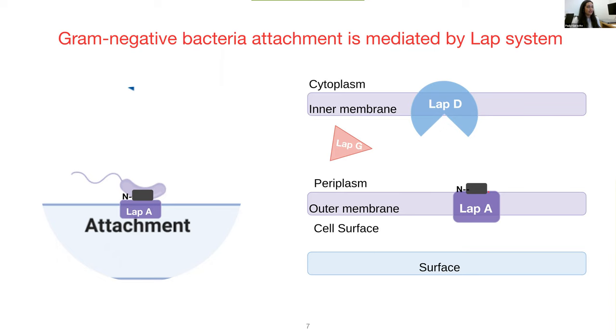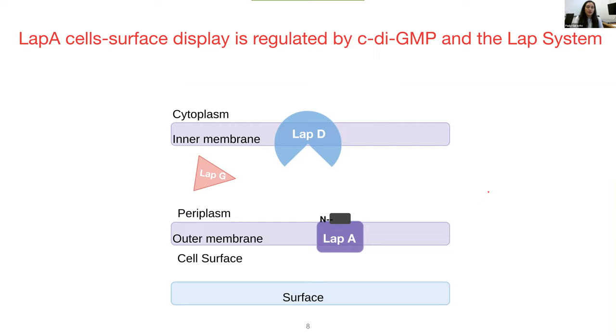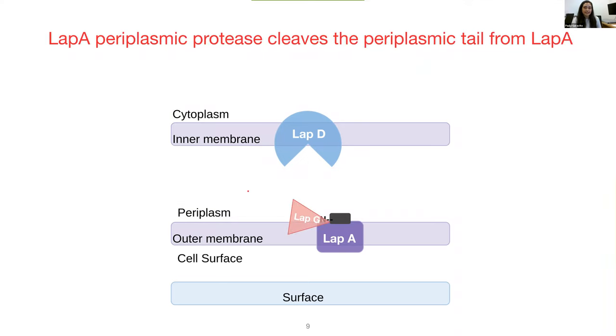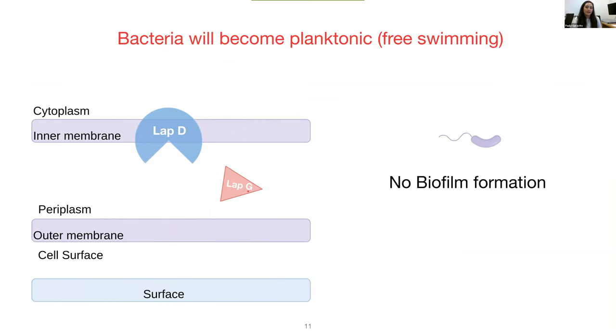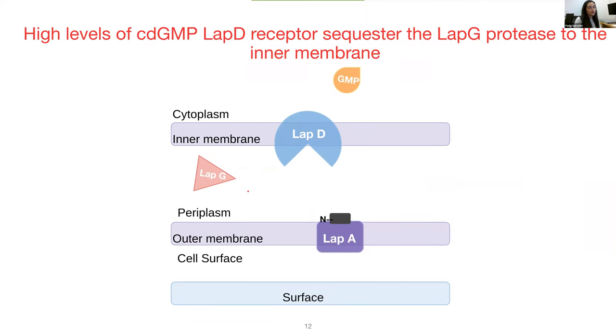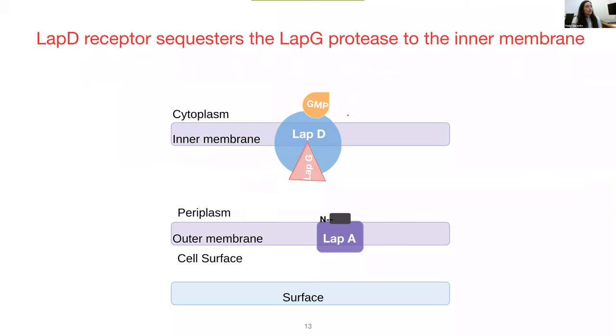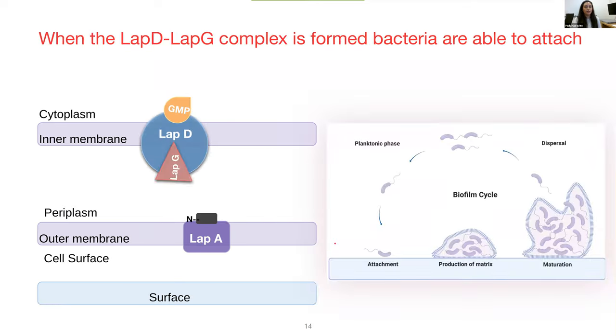And the way this is regulated is basically an environmental response. If the environment is not good, then this LabG protease in the periplasm is able to cleave the LabA adhesin from the surface of the bacteria. Once that's released, it's no longer present, the bacteria can't attach, so then you get no biofilm formation. But the other way around, if you have good environmental conditions, then the LabD receptor is able to sequester the LabG protease and hold it in place. And so LabG is not able to cleave the LabA adhesin anymore from the outer membrane of the bacteria. So then you will have this present and then you will go through the whole biofilm cycle of attachment, production of the matrix and maturation and continue on.